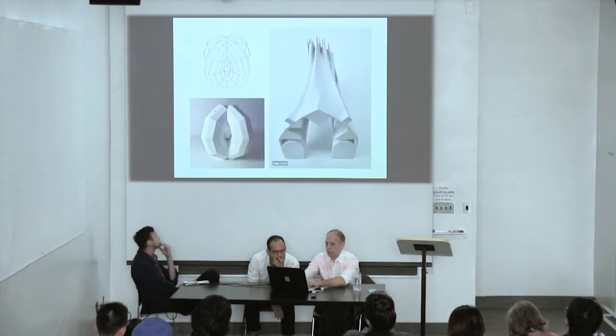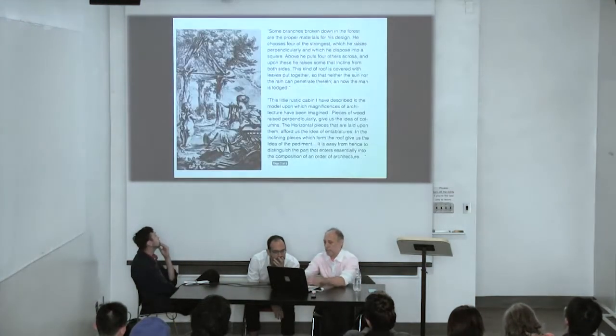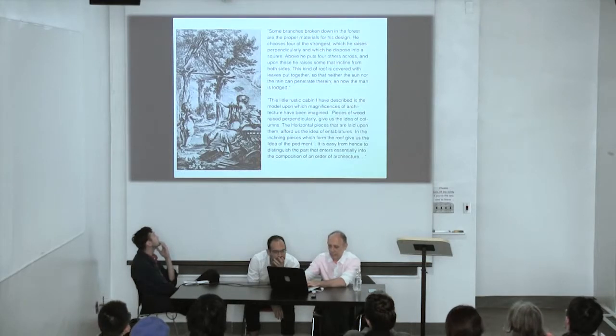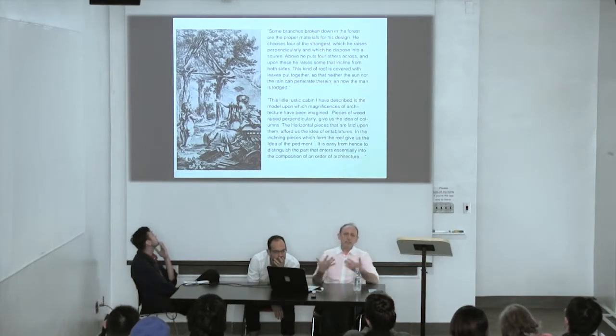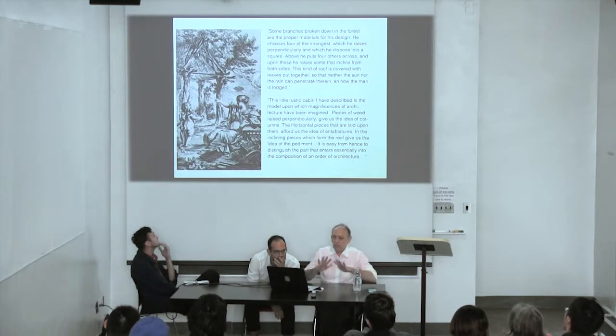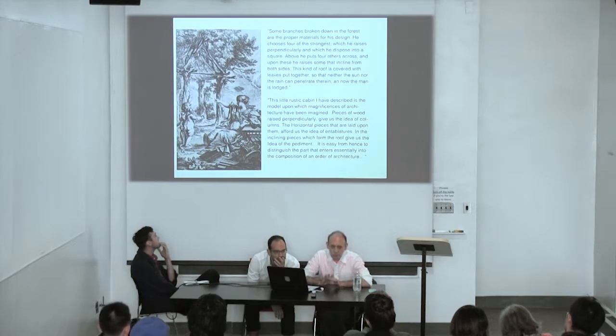A more extreme case of that, one could argue, is at the beginning, the primitive hut. The raw materiality of wood itself, even though it's so explicit, is somehow suppressed in favor of the organization of geometry, right?